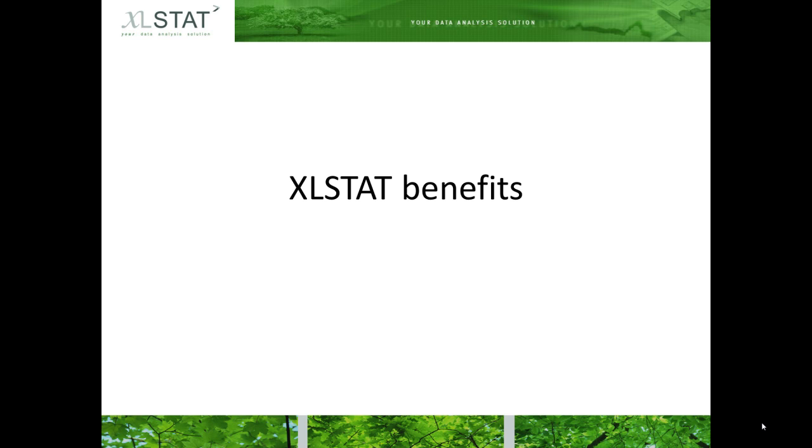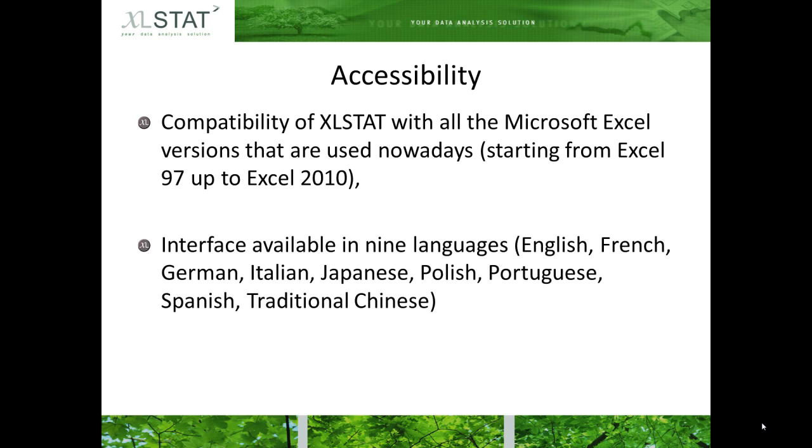Now let's see the XLSTAT benefits. The first one is the accessibility. XLSTAT is compatible with all the Microsoft Excel versions that are used nowadays, starting from Excel 97 up to Excel 2010. Also, the interface is available in 9 languages: English, French, German, Italian, Japanese, Polish, Portuguese, Spanish, and traditional Chinese.